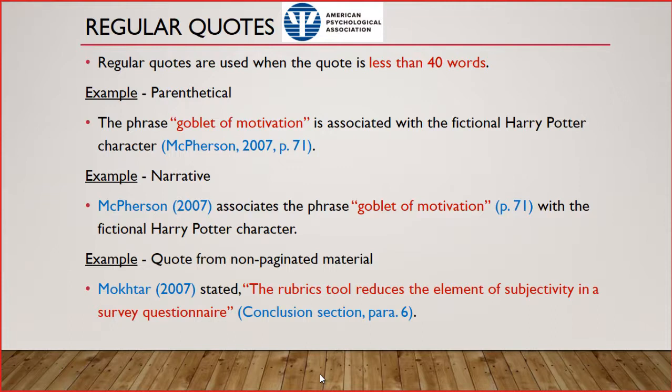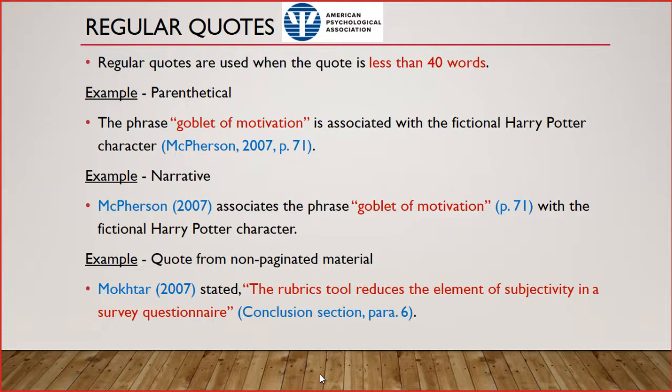What happens is if the article has no page, meaning that there is no page. For example, you refer to a website. A website does not have pages. You will scroll down, down, down, down. There's no page, but there are sections. So if you quote from a non-paginated material without page, you do not put in the page number, but you put in the section number.